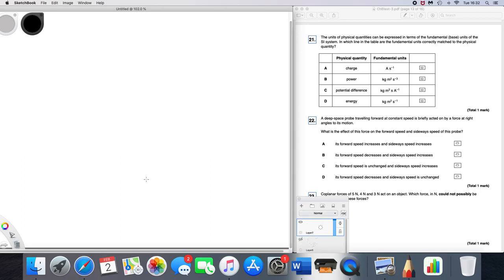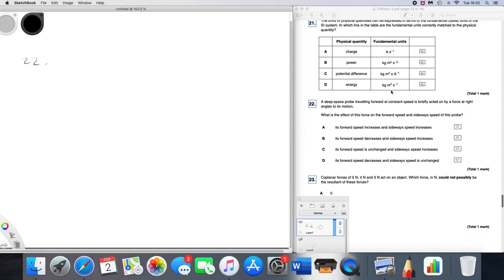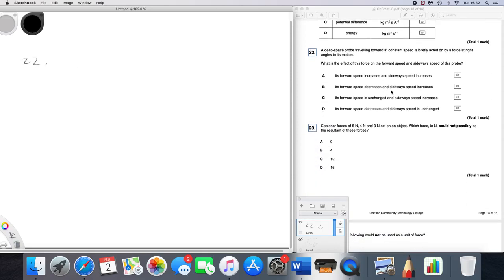22 then. Nearly there. A deep space probe travelling forward at constant speed is briefly acted on by a force at right angles to its motion. What effect does this force have? Forward speed increases? No. It's at right angles to the direction of motion, so that's not going to be true. Forward speed decreases? Again, rubbish, because a force at right angles to that direction will have no effect in that direction. The forward speed is unchanged, yes. Sideways speed increases, yes. So the only possible answer is C. The rest are clearly nonsense.